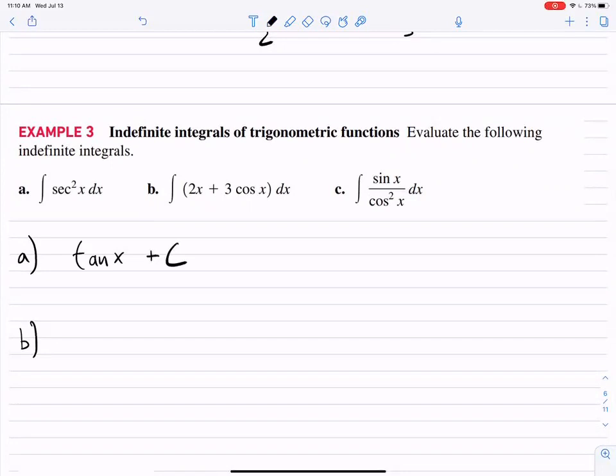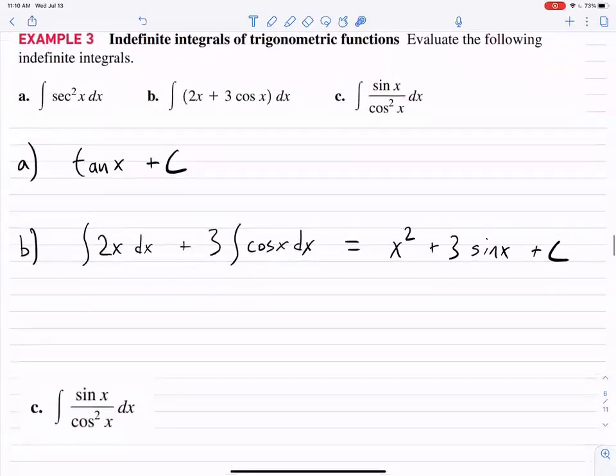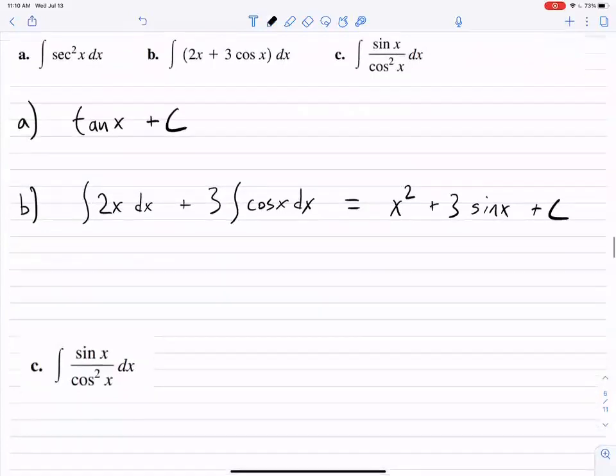To do this one, this is going to be the antiderivative of 2x dx plus 3 times the antiderivative of cosine x dx, right? Using the sum rule, which is just equal to x squared, and then plus 3 and the antiderivative of cosine x. So what function has the derivative of cosine x? Well, that's just sine x plus c. And you can double check that if you took the derivative of this, it would be that, and it is. So we're good.